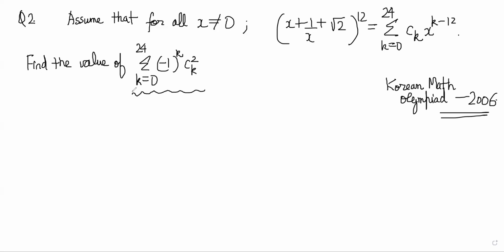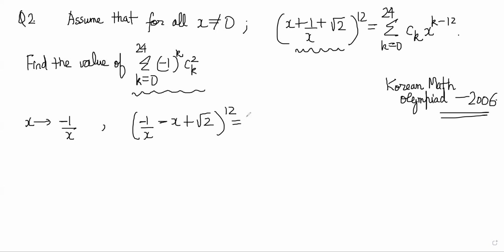So for this question, what we will do is think of this expansion and we will use the substitution x goes to minus 1 by x in that. Why? Because that will help us get a conjugate type of expression here. So when you do that substitution, it becomes (minus 1 by x minus x plus root 2) power 12, right? So minus 1 can be taken out common here and (minus 1) power 12 is 1. So it is (x plus 1 by x minus root 2) power 12.